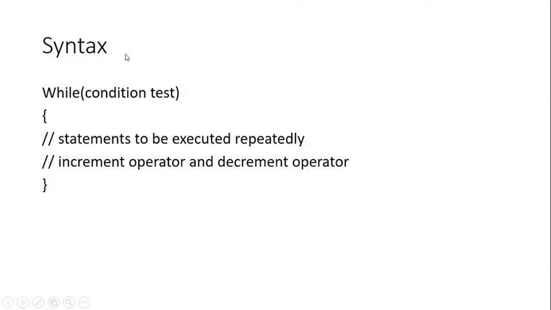Now let's look at the syntax. Here we have written one condition. While is a repetitive or iterative loop, we can say, that will cause the statements to get executed repeatedly, and then it will do the incrementation or decrementation, that is nothing but the updation of the operator. After updating, the condition will get checked again, and this way the while loop will get executed repeatedly until the condition becomes false.